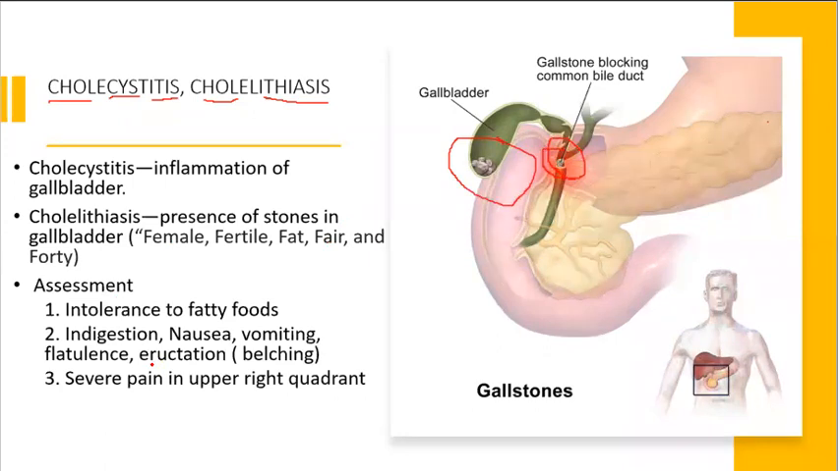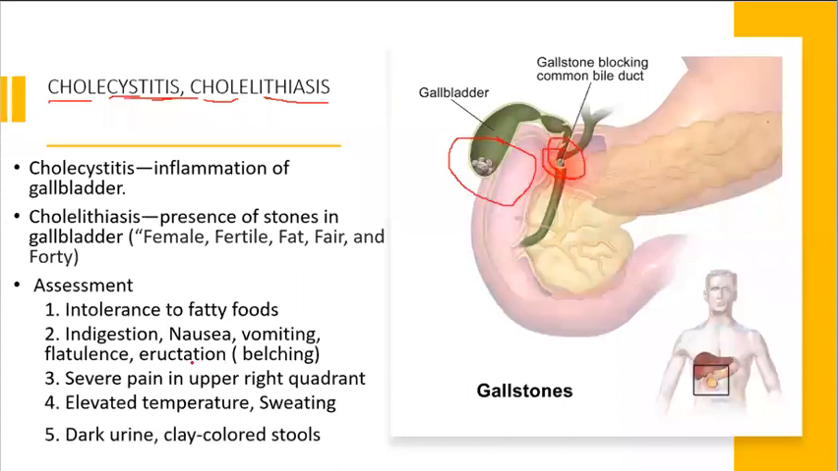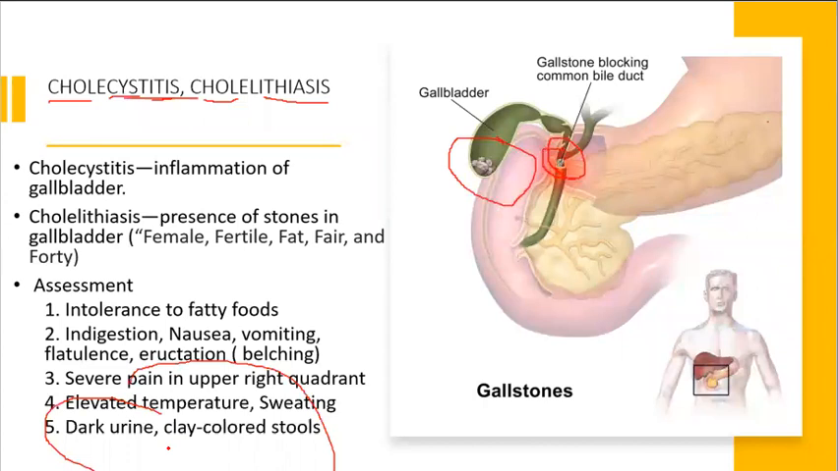When they tell you they have severe pain in the upper right quadrant that radiates to the back and the right shoulder. Again, because of that inflammation, we are going to see elevated temperature, they will be sweaty, and we would always see dark urine. So there will be dark urine and clay-colored stools.